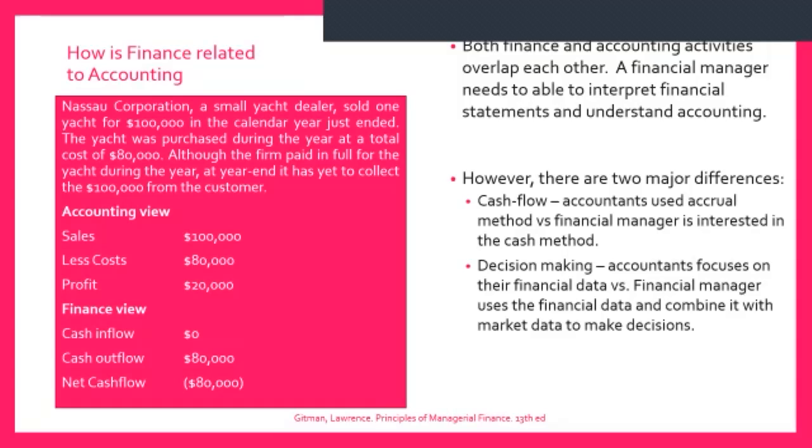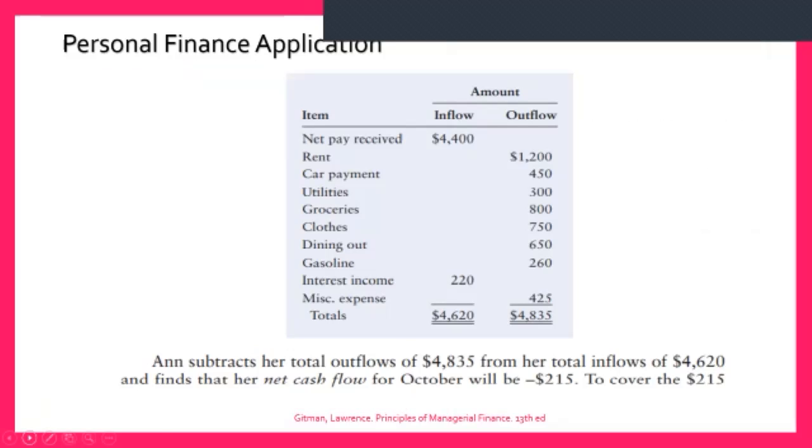Because the customer hasn't paid us yet. Maybe we have an arrangement for them to pay in 90 days. But what about cash outflow? We paid 80,000 for it. So what is the net cash the financial manager is looking at? It's negative 80,000, because we didn't get a cash flow for it. So that's just how they see things differently.